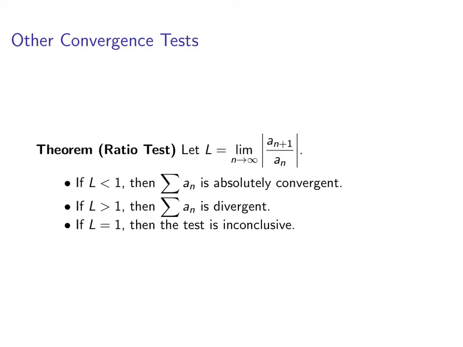Hello, calculus fans. All right, we have another theorem here, a new test. This is the ratio test. If we let L be the limit of the absolute value of a sub n plus 1 over a sub n, then there's three possibilities.